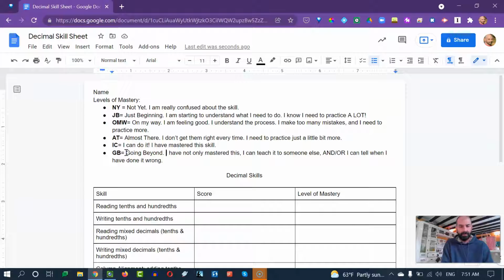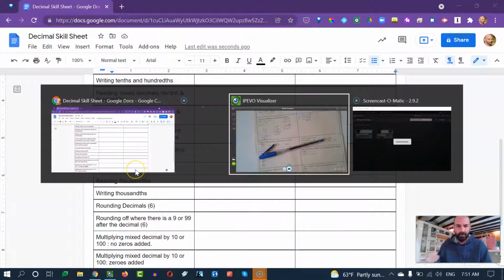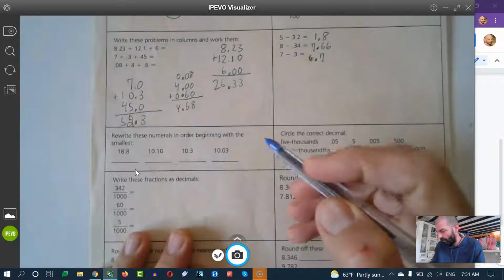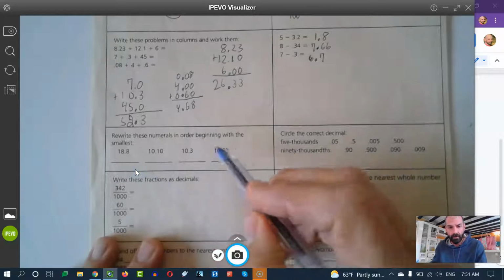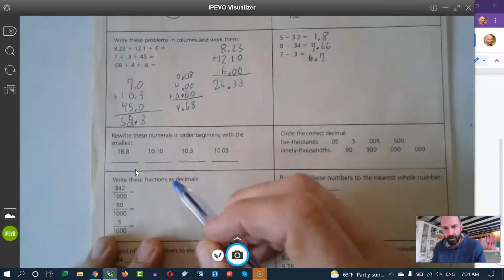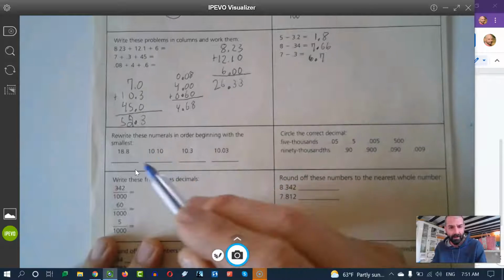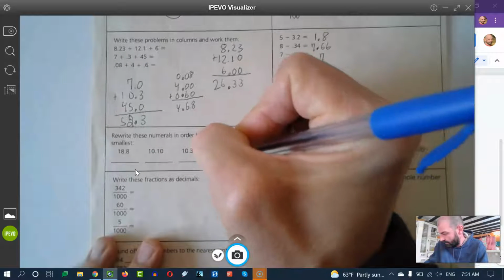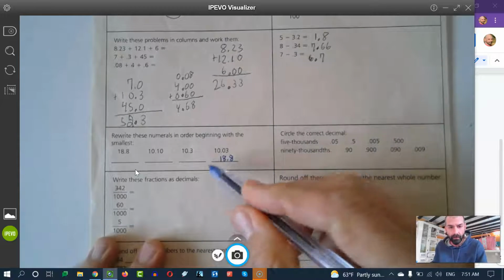All right, so getting back to the assessment, we are down at ordering mixed decimals, which was this problem right here. It says, rewrite these numerals in order, beginning with the smallest. One thing I do when comparing is look at the whole numbers first, those to the left of the decimal point. So I see 18, 10, 10, and 10. Right off the bat, I know that 18 and 8/10 is the largest, the one with the greatest value. So I'm just going to put that there.